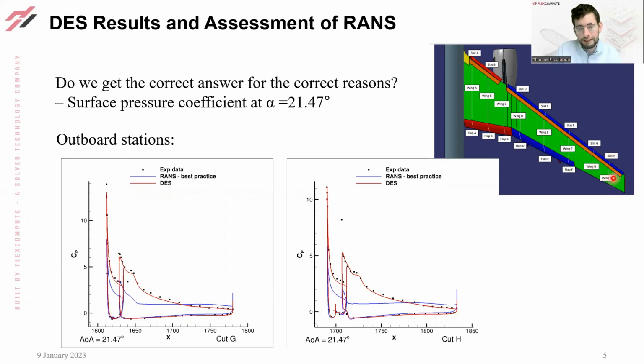two most outboard stations. Across the wingtip, RANS predictions led to highly unphysical separation due to the slat bracket wakes, which is not seen in the DES solutions. Here, once again, significantly better agreement is obtained with experimental data for the DES solutions compared to the RANS predictions.